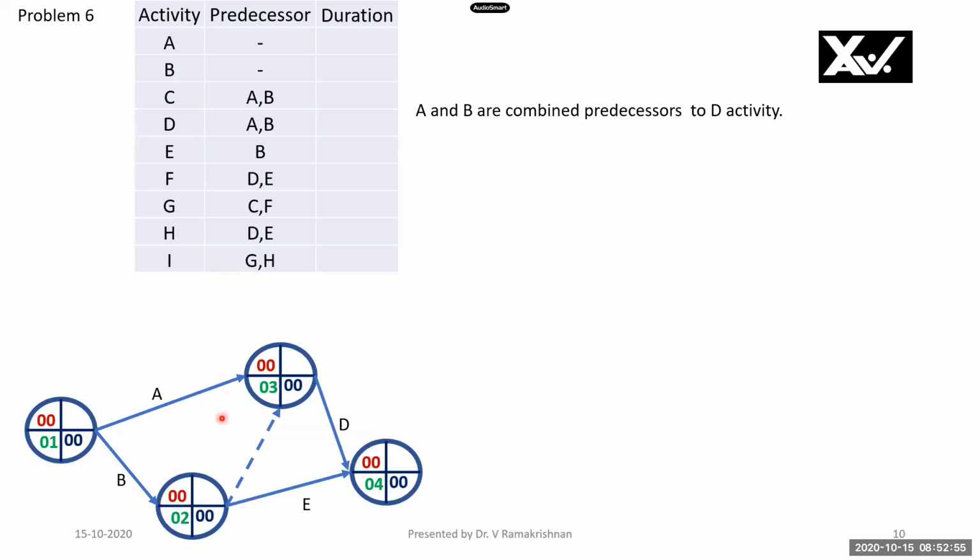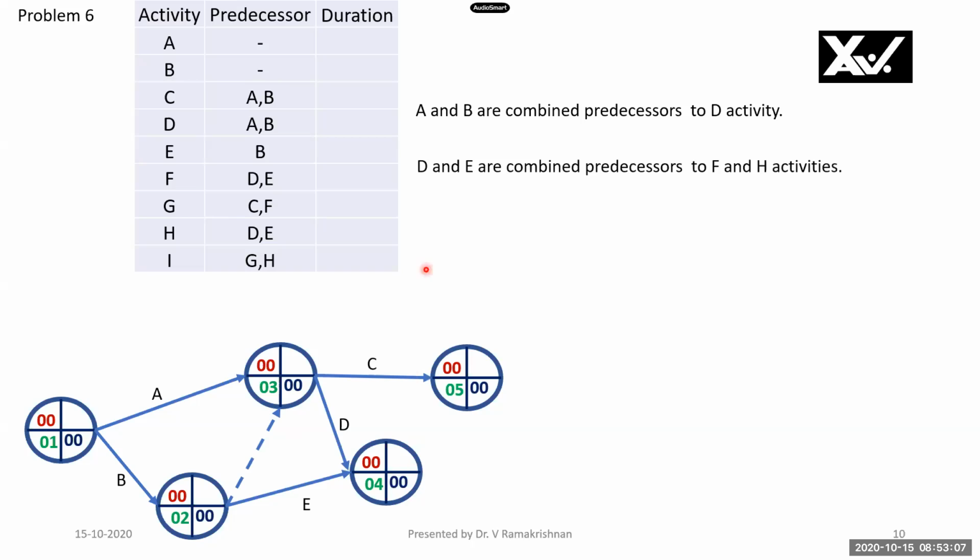Therefore, A and B are combined predecessors with one dummy activity I have shown there. D and E are combined predecessors. Therefore, I am joining with a single end node. And F has D and E, so I will join F there. D and E are combined. This is to F and H activities.